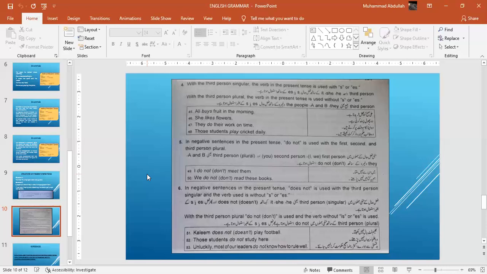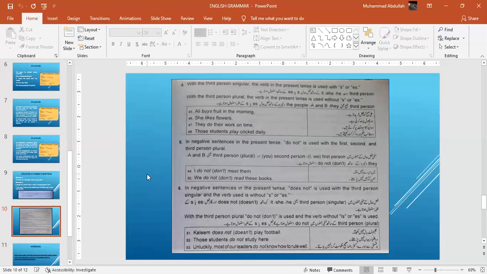So in all these examples, we have seen that one formula is being followed, one pattern is being followed, that is SVO, subject, verb, object. Sometimes we don't use any object, and sometimes we add adverb. Okay. In negative sentences in the present tense, does not is used with the third person singular, and the verb used is without s or es. Means we use only first form of verb because we have already used s or es in does. Fine. Okay.